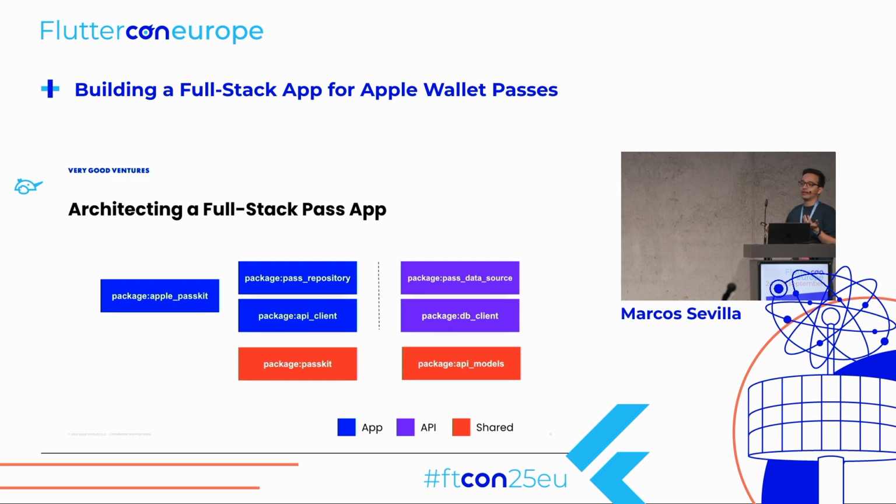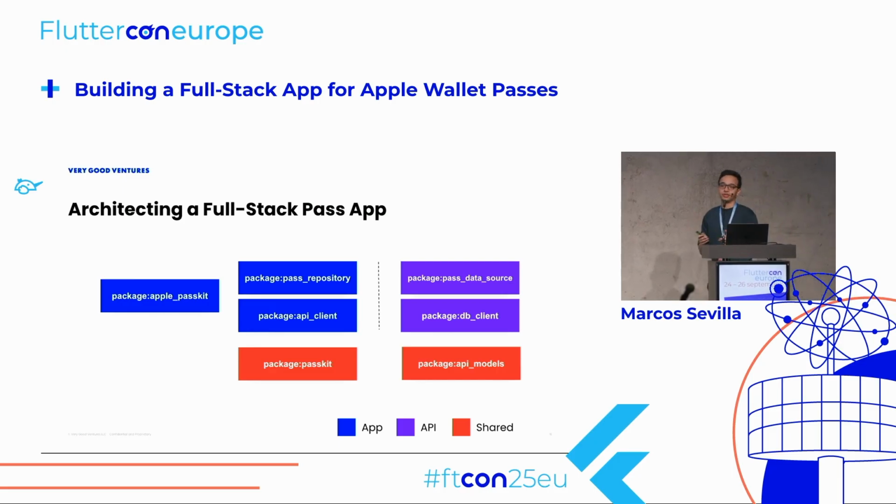Since we have a code base that supports Dart, and it's both Flutter and Dart for the backend and the front end, we can have packages like API models. And since PassKit is also pure Dart, we can have it on both and use the same model. So that's one of the cool things about making a full stack application with Dart. You can just share stuff and it just works. You don't need to learn another language or something like that.